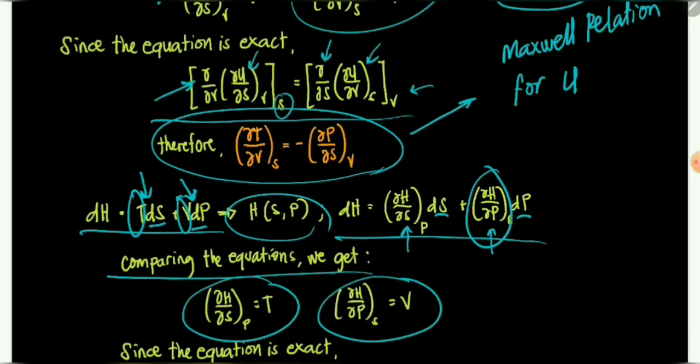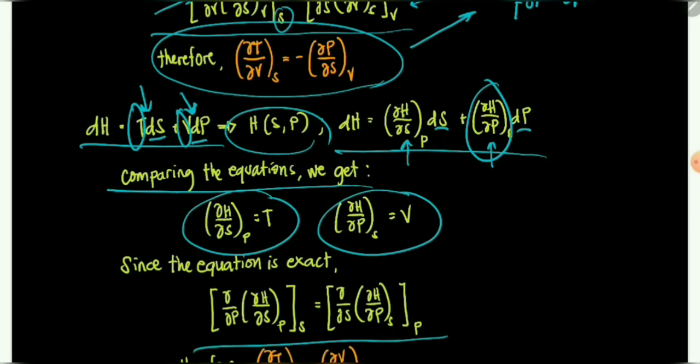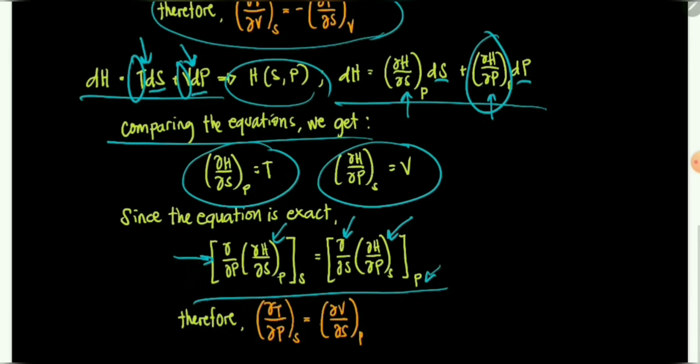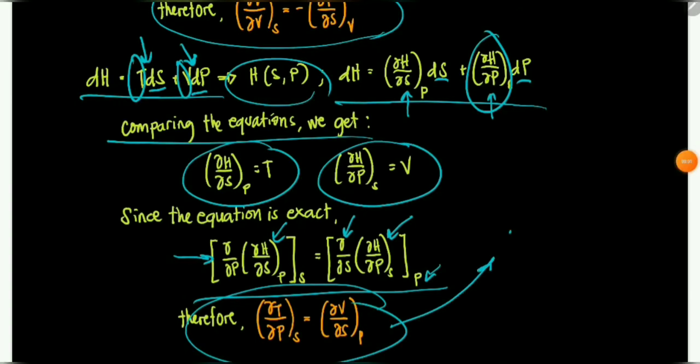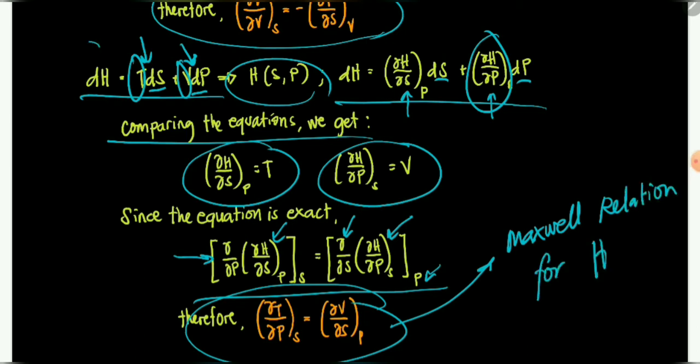Okay? So since the equation is exact, the following holds. Okay? Yung change in H with respect to S at constant P differentiated with respect to P at constant S, it should be equal to the change in H with respect to P at constant S differentiated with respect to S at constant P. Okay? So therefore, we have the change in the temperature with respect to pressure at constant entropy equals the change in the volume with respect to the entropy at constant pressure. So this is now the Maxwell relation for H. So this is for H because it came from the fundamental thermodynamic equation for H.